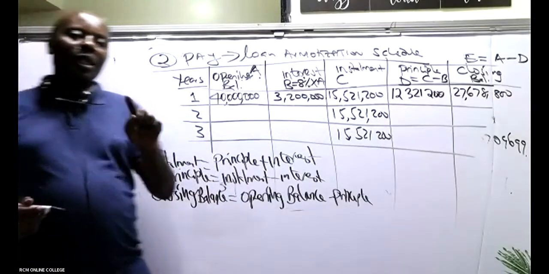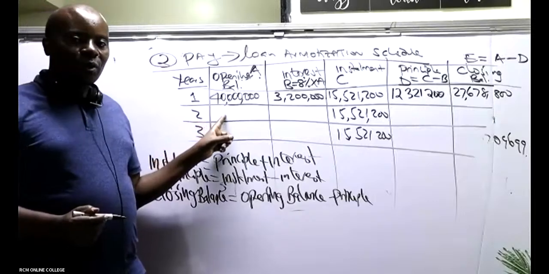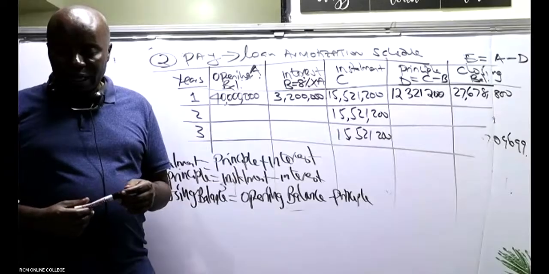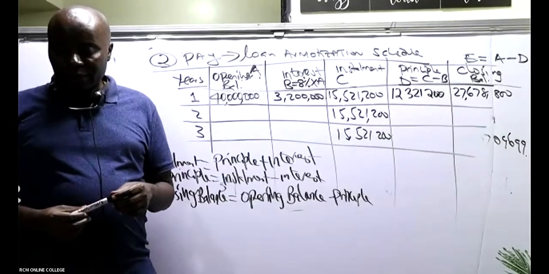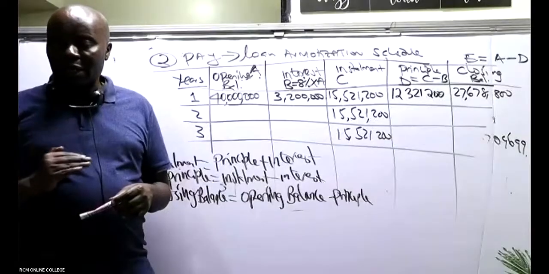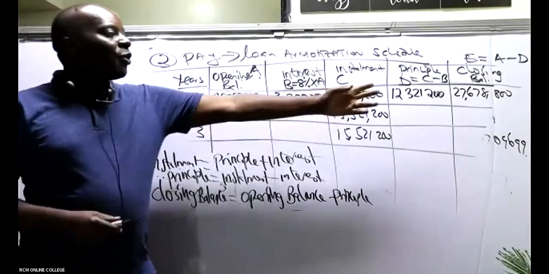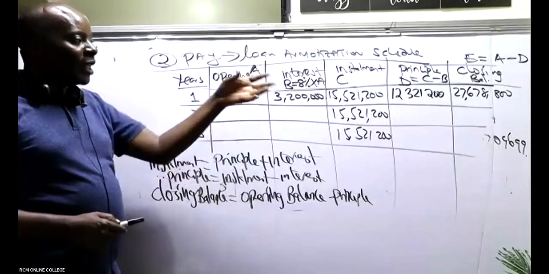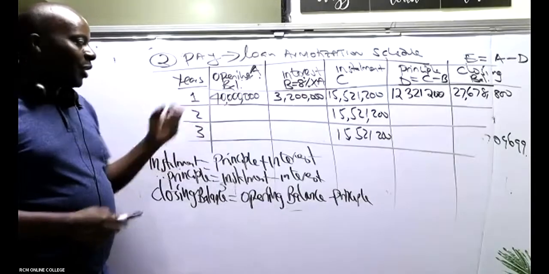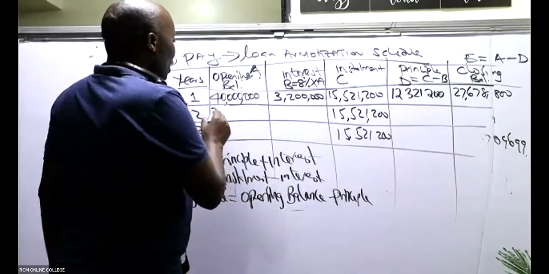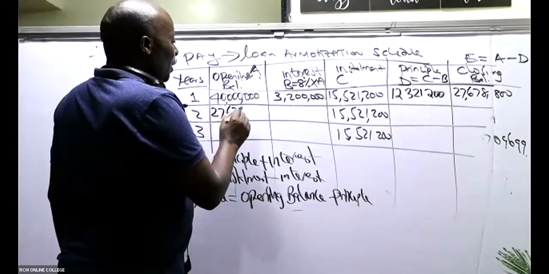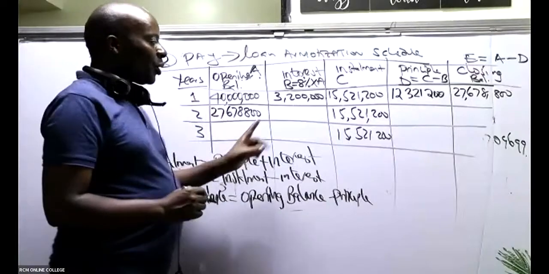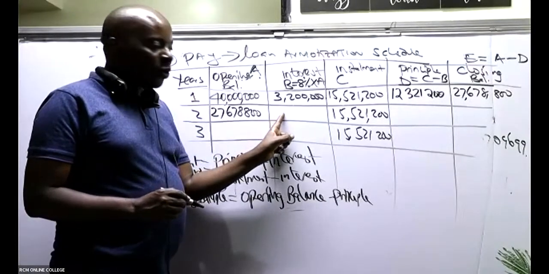Then what do you think about the opening balance of year number 2? Somebody, the opening balance of year number 2 will be the closing for year 1. So we bring this closing for year 1 down here. This is what we start with; we closed with it there, we shall open with it here. So we have here 27,678,800. Now this is the amount that we shall use to charge you year 2's interest.